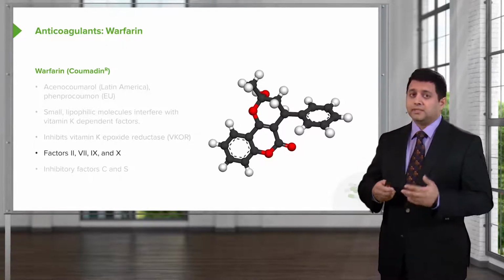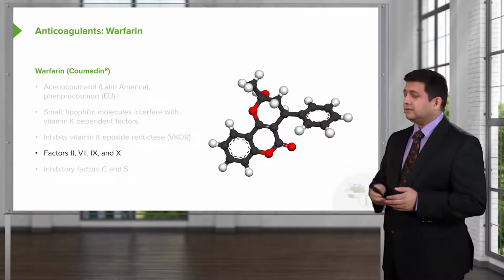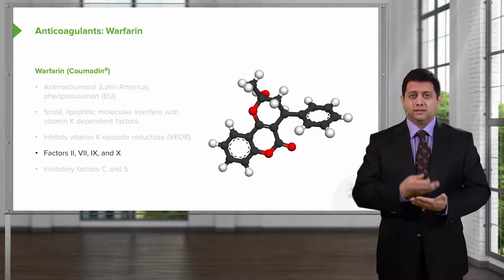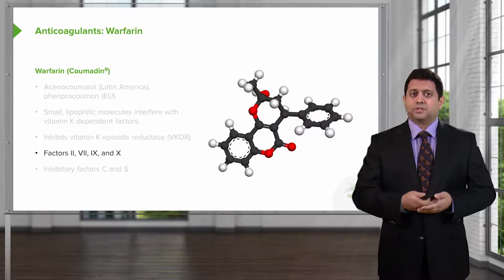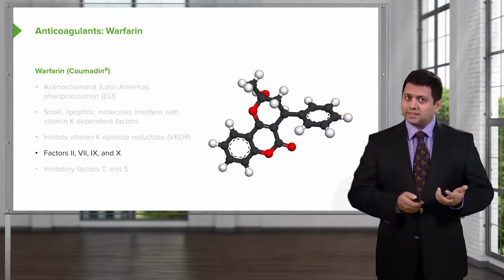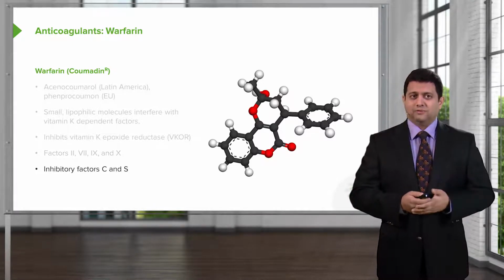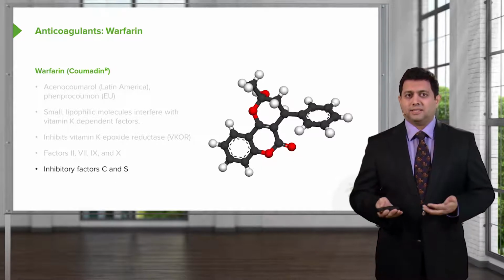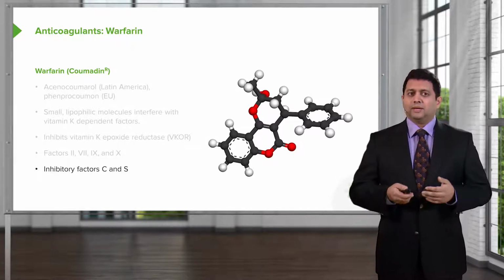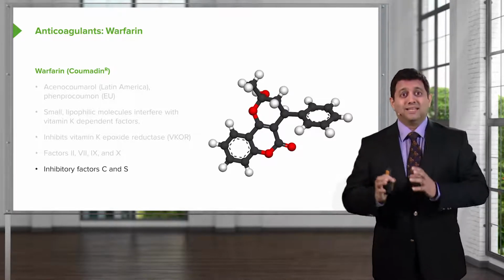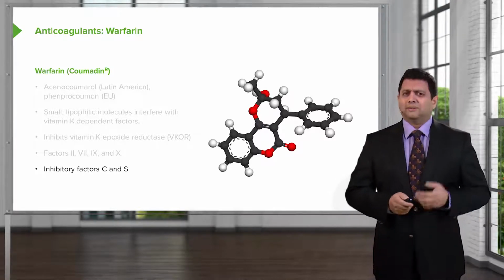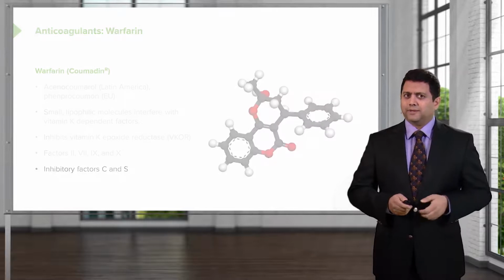Warfarin therefore inhibits factors 2, 7, 9, and 10. You need to know those factors. These are factors that we like to ask questions on. What's interesting about warfarin and what's fun about warfarin is that it actually inhibits proteins C and S as well. So although it inhibits procoagulant factors, it also inhibits inhibitory factors too. Why is that important? Well, I'll show you.